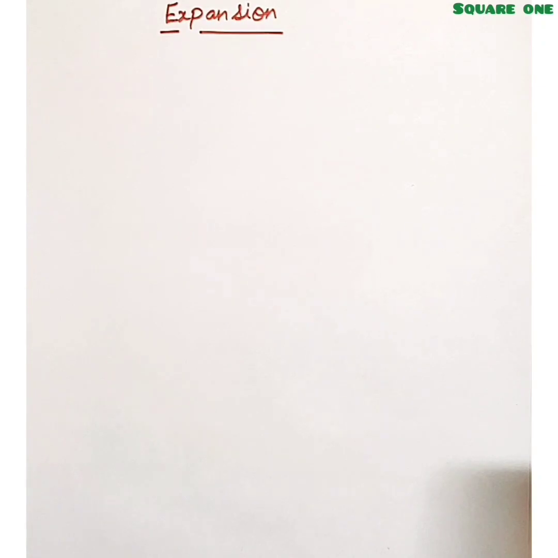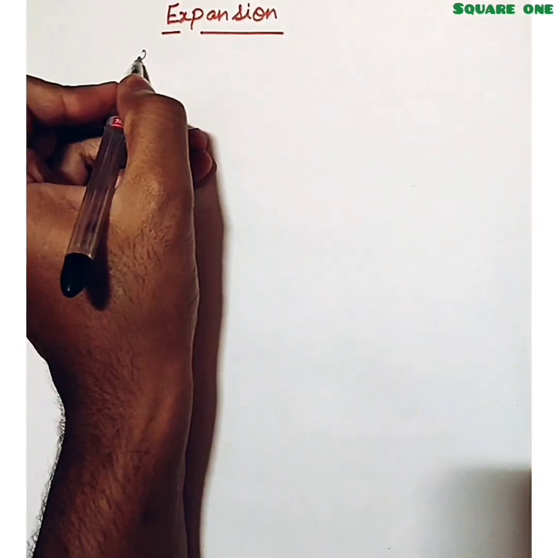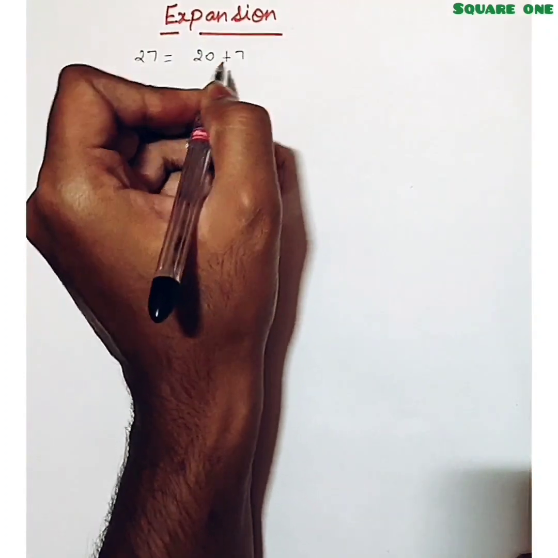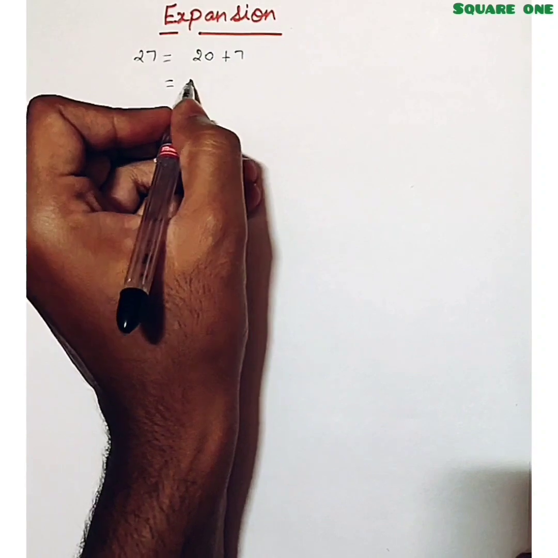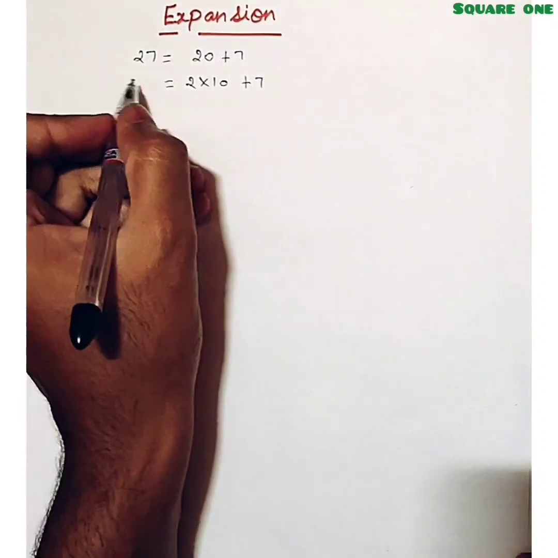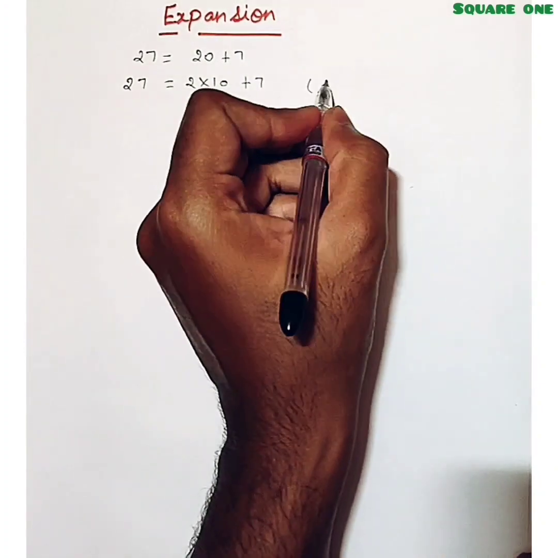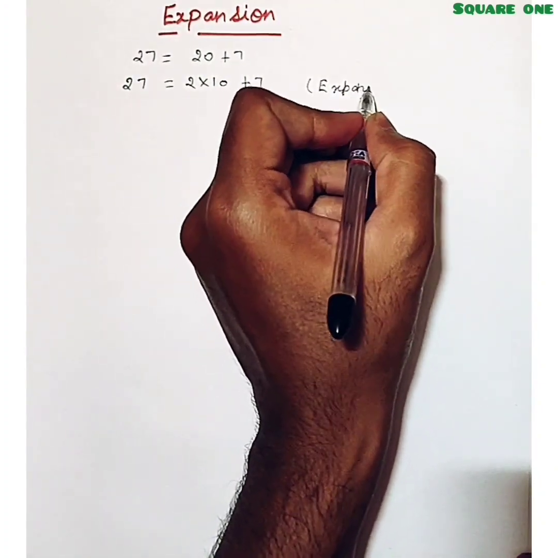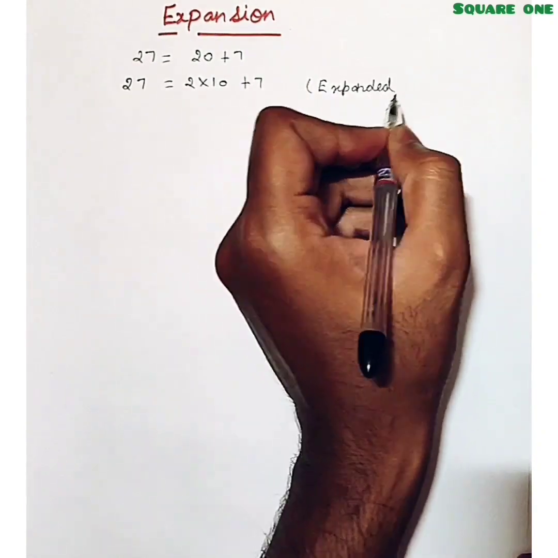The second topic that we will study is expansion. Now suppose I take up a number 27. This 27 can be written as 20 plus 7, right? And 20 can also be written as 2 multiplied by 10, and we write plus 7. So this is the expansion of 27, or we can say it is the expanded form of 27.